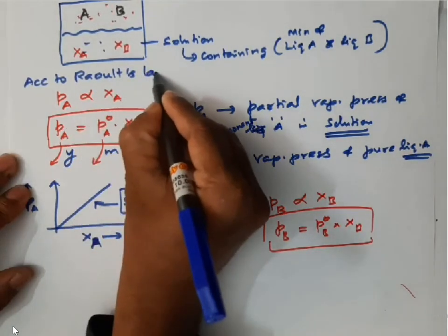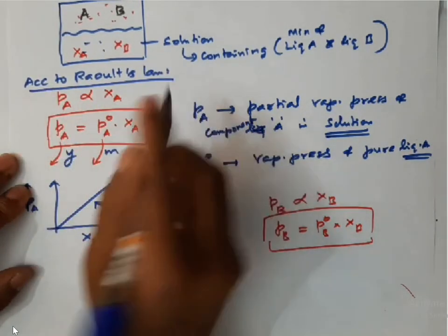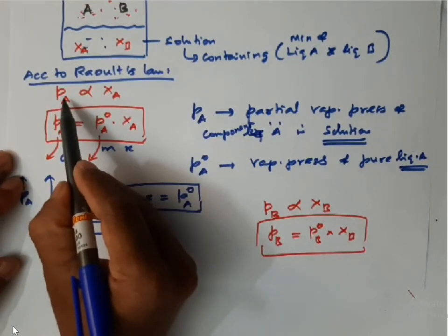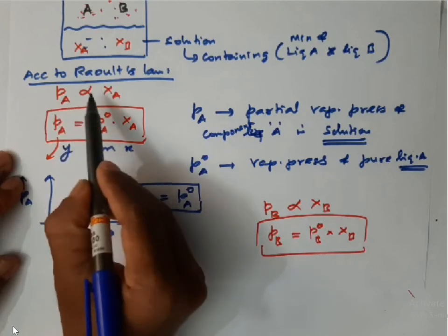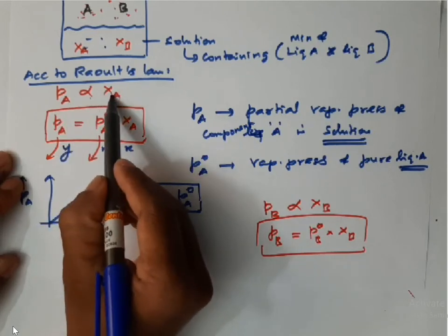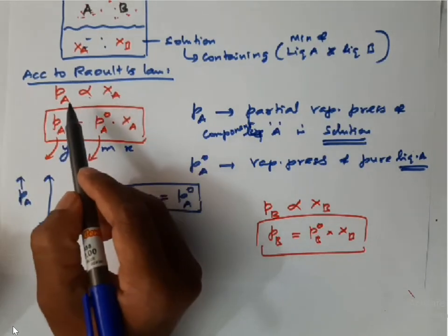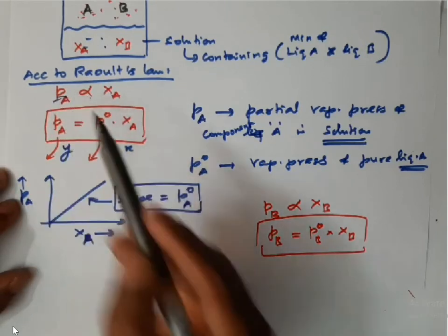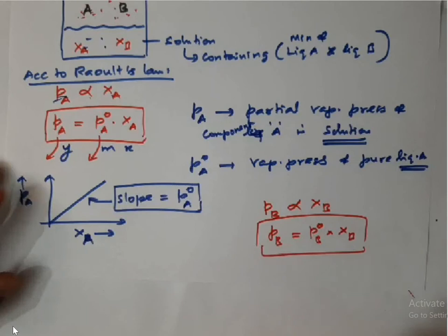This is according to Raoult's law. According to Raoult's law, the partial vapor pressure of a component A is directly proportional to the mole fraction of that component in solution. According to Raoult's law, we can write the partial pressure of A like this and the partial pressure of B like this.